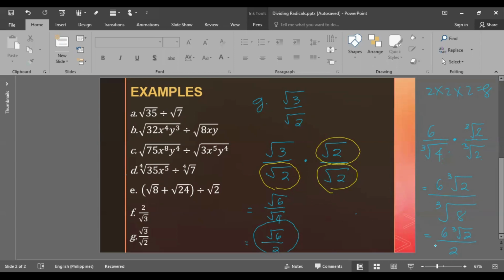So that's how we divide radical expressions. Thank you for listening.